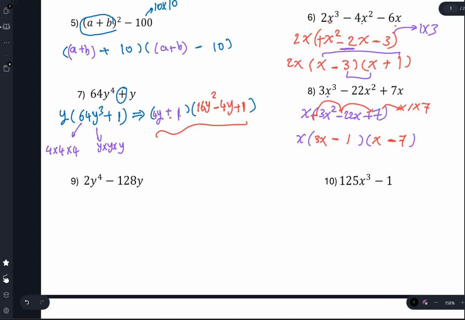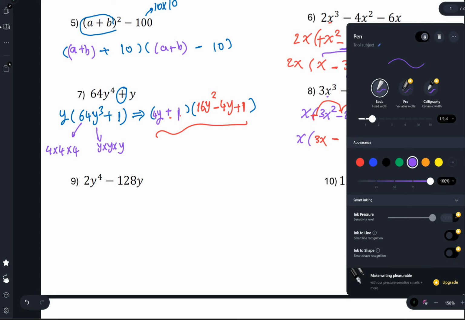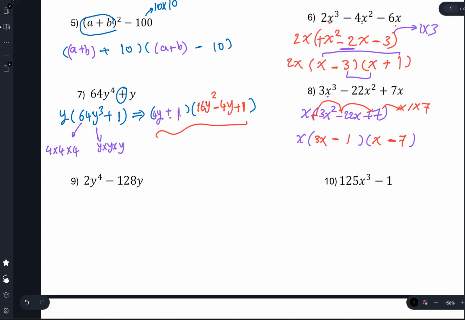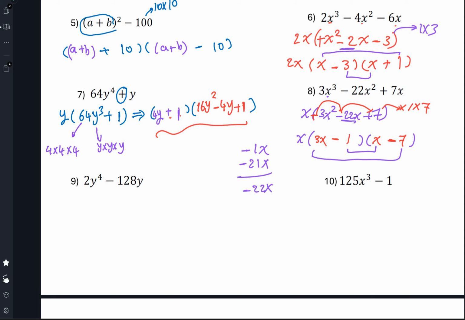Maybe someone is asking, teacher, why? Because when you multiply inners together and outers together, you get negative 1x, and the other one is negative 21x. So when you add them, it equals negative 22x, the middle value. That's why.